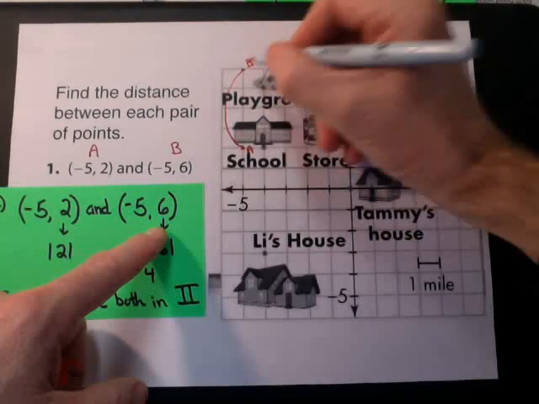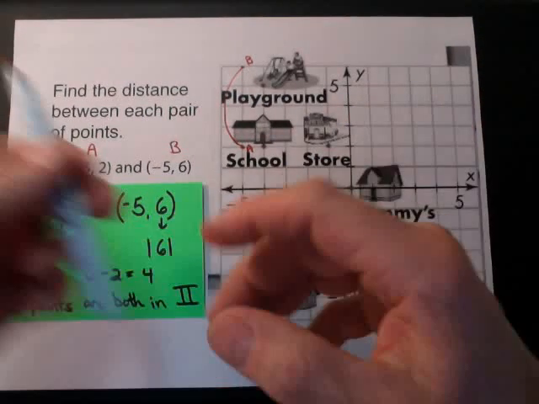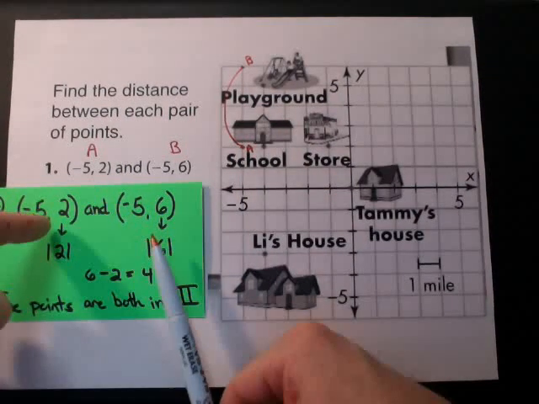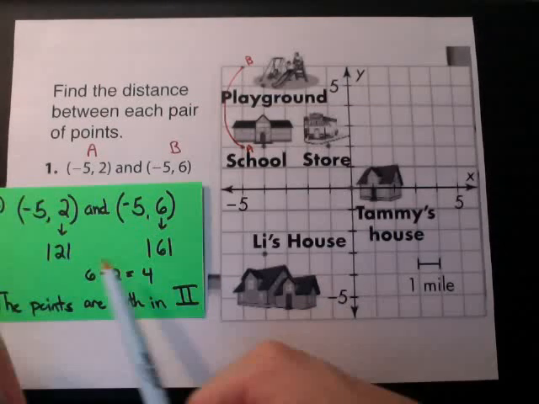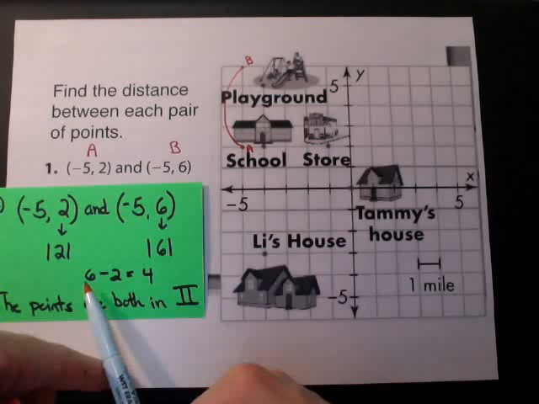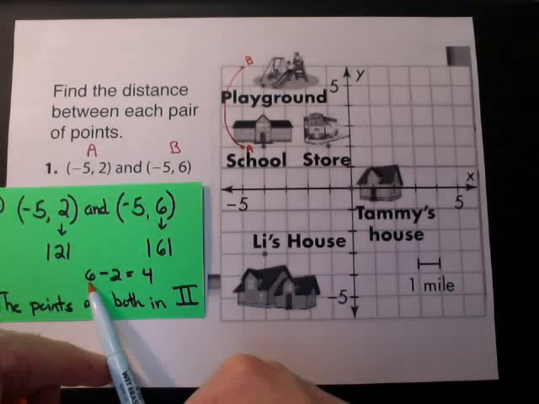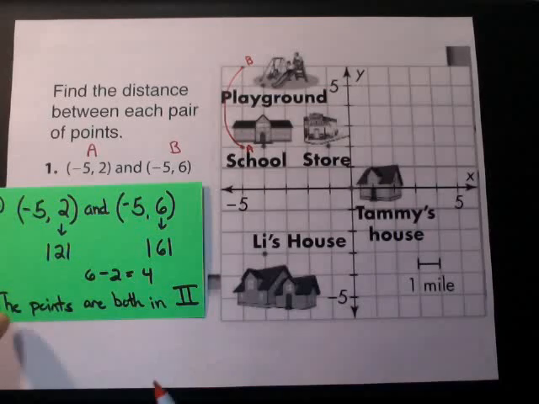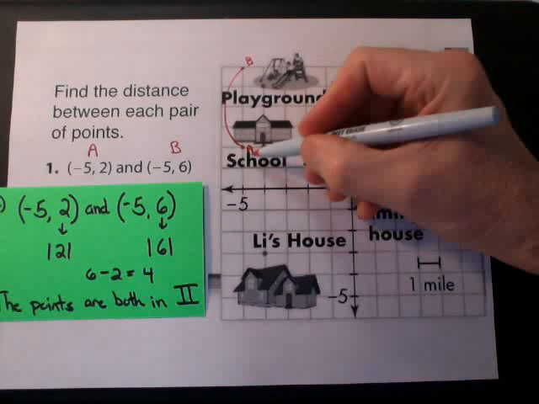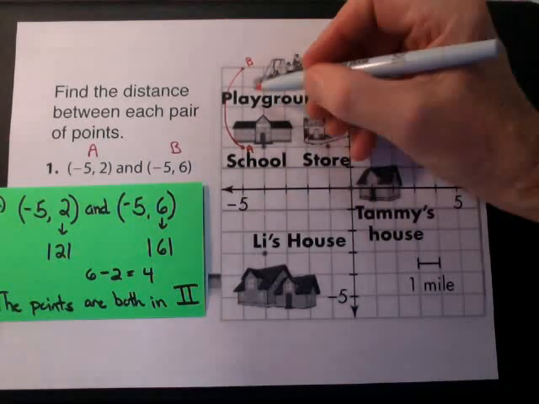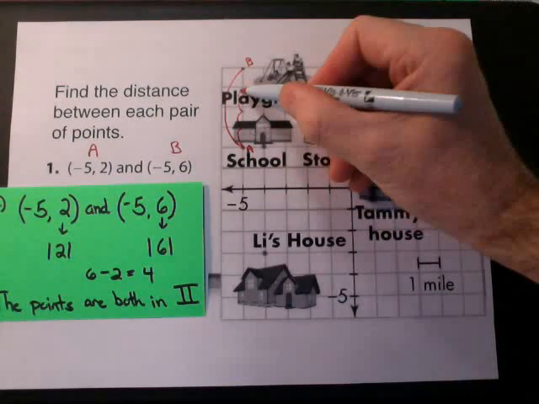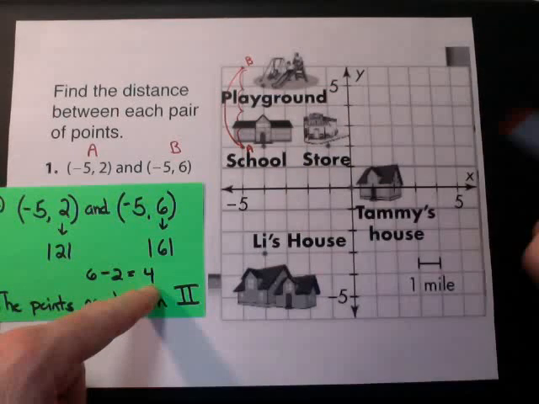So we want to know the distance from there to there. Well, in this case, we have -5 as our common number, so we're going to use the uncommon, and we're going to find the absolute value of 2, which is 2, the absolute value of 6, which is 6, and then we will subtract in this case. So we will have 6 minus 2 equals 4, because the points are in quadrant 2. That's why we subtracted. We are not crossing an axis. We're in the same quadrant, so we'd want to use subtraction to determine our distance. And we could check it by counting 1, 2, 3, 4. So our answer, 4 miles, is correct.